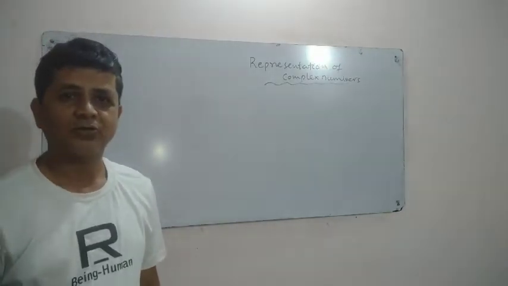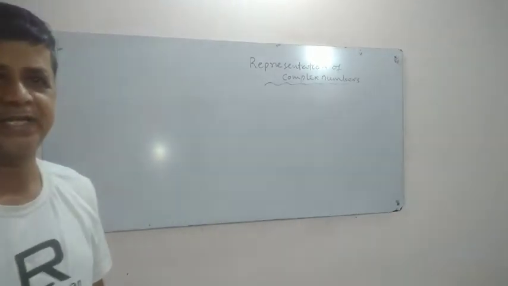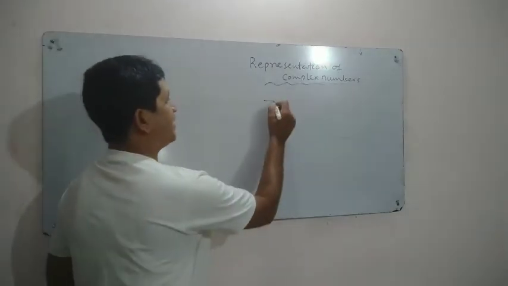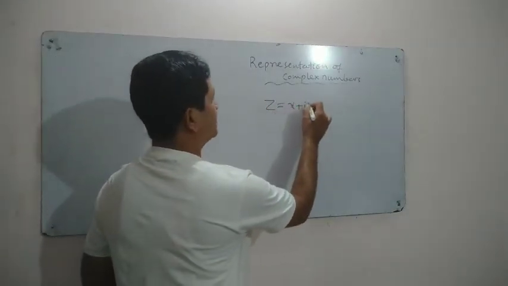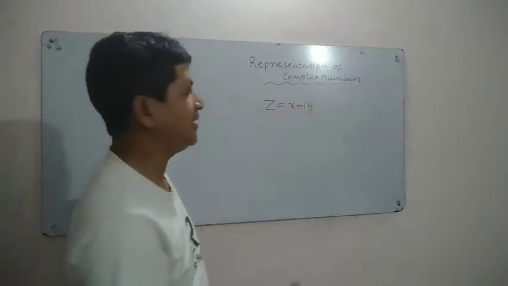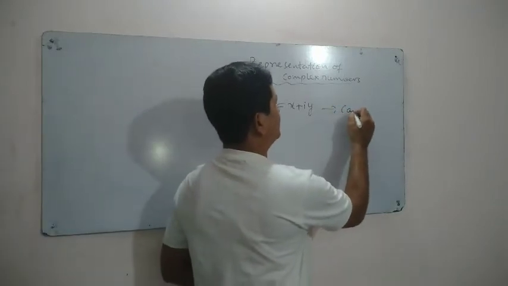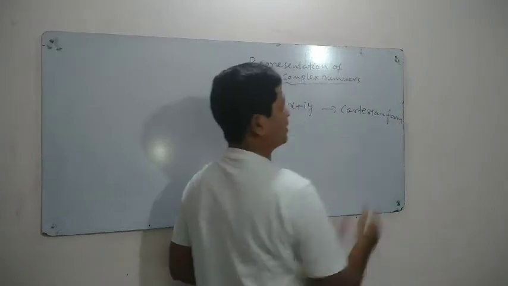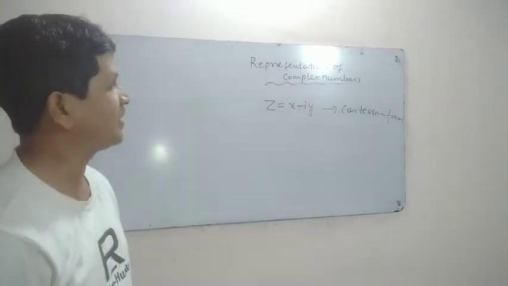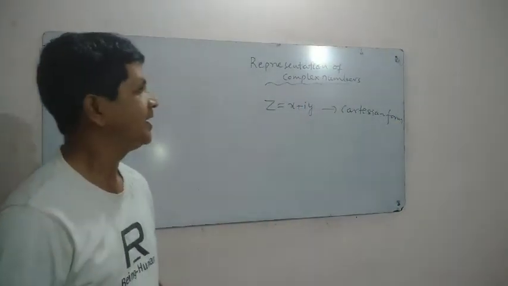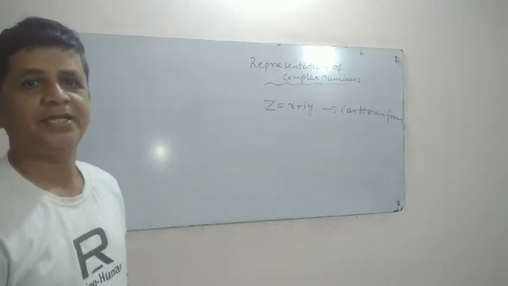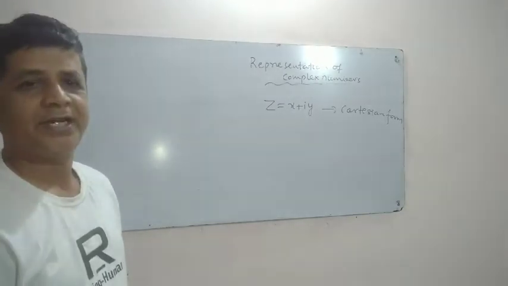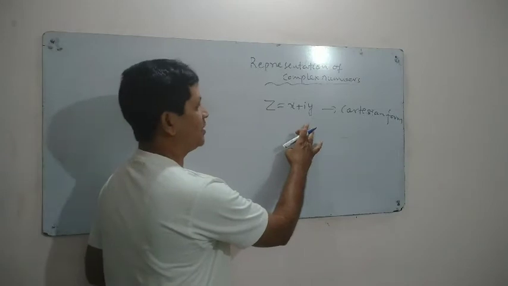Let us discuss how to express a complex number, how to represent a complex number. Look at z equal to x plus iy. x plus iy is the Cartesian form, also called Cartesian form or xy form. The first representation of a complex number is z is equal to x plus iy, where i is root over minus 1, and x and y are two real numbers.